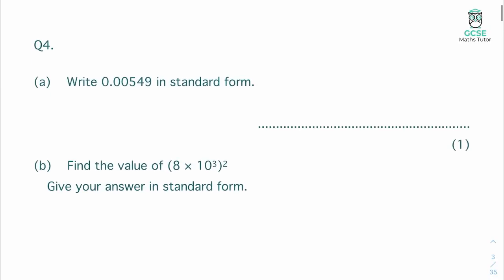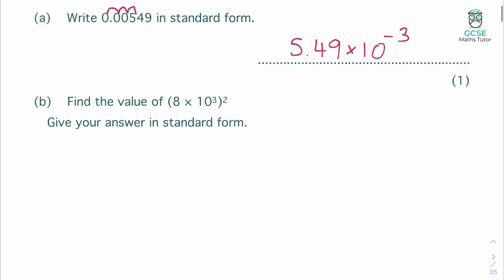We've got a standard form conversion here, so that is a 0 point number, so it's going to be a negative power. We need to hop the decimal 1, 2, 3 jumps, so 5.49 times 10 to the power of negative 3. On to our next one.